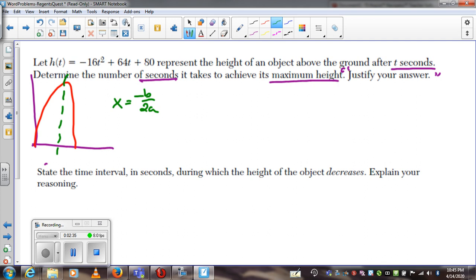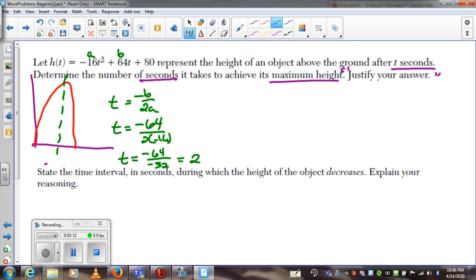And technically speaking, my x value is t. So if we want to be really correct here, what we're going to say is t is equal to negative b over 2a. Now your a value is going to be your leading coefficient. Your b value is going to be the coefficient on the linear term. So that's going to be negative 64 all over 2 times negative 16. So t is equal to negative 64 all over negative 32, which is positive 2. That's exactly what we saw on our Desmos app.